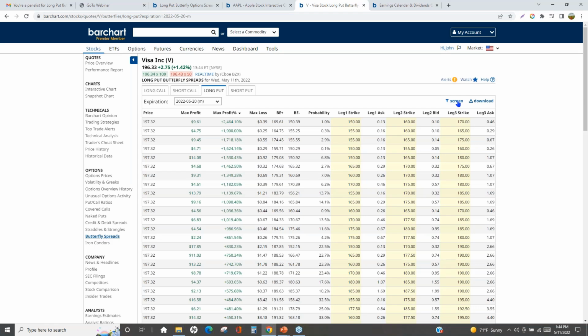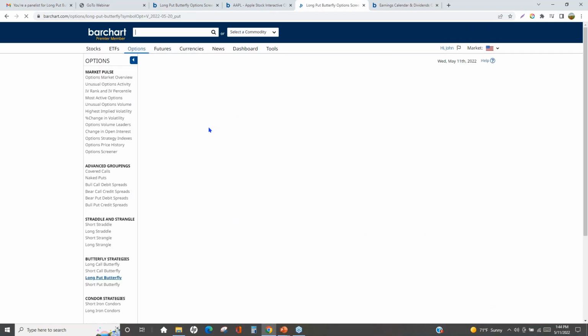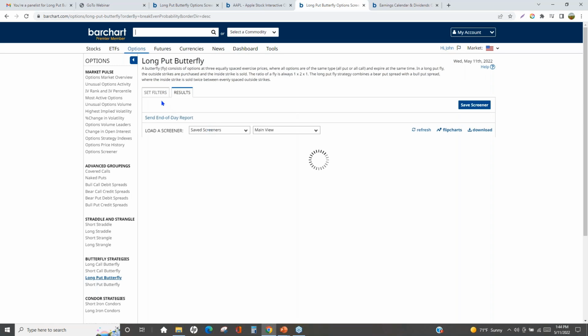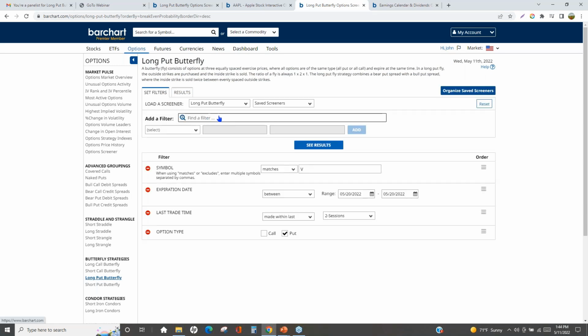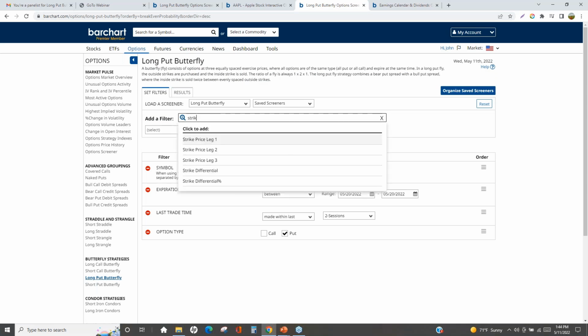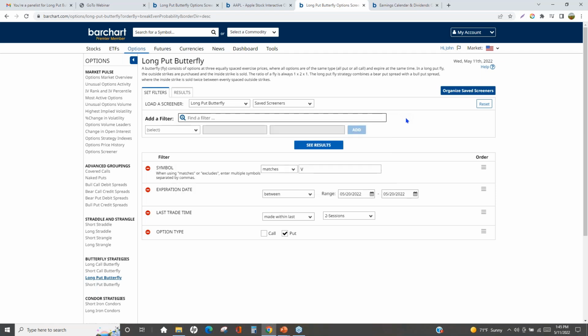So you can come back in here and screen based on the strikes of your wings. That would be the strike of our leg 1 or leg 3, if you know exactly what you want. And again, you can really fine tune this. If you know exactly what you're looking for, you know your wings and your body, then you can really refine this down. So the point that I want everyone to come away with is that there are multiple ways for you to look for the specific options play that you'd like.